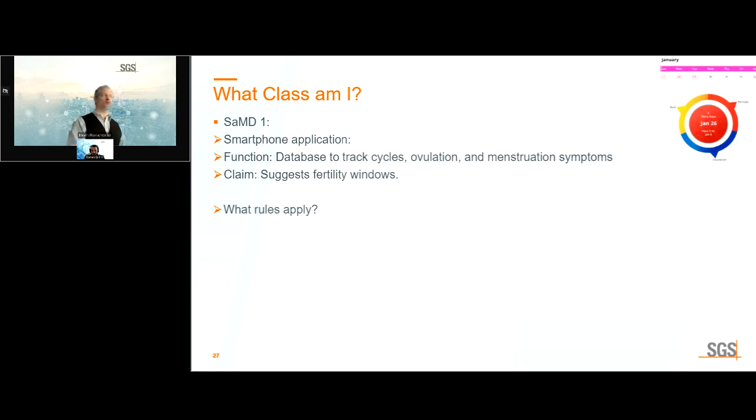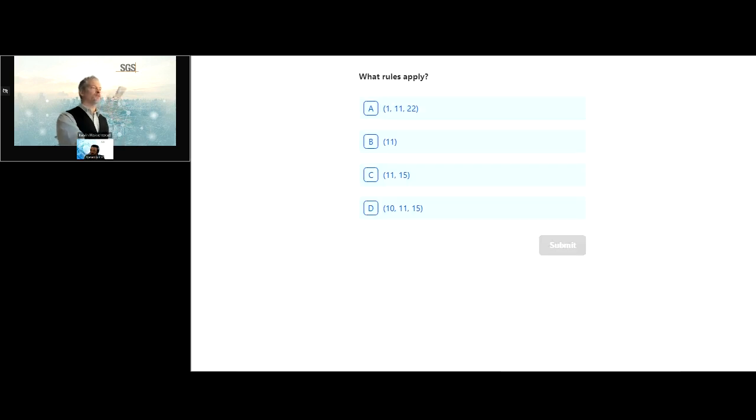I'll give you a hint. You might want to have your MDR out, and you might want to go to Annex 8 real quick, unless you're really good and you have all of these memorized. My question to you is, what rules apply? So the answer might be any one of these, because you'll notice I put Rule 11 in all of them. I'll give everyone a little bit more time because I don't know that everyone sits around memorizing the MDR and all of the rules, although I hope you do.